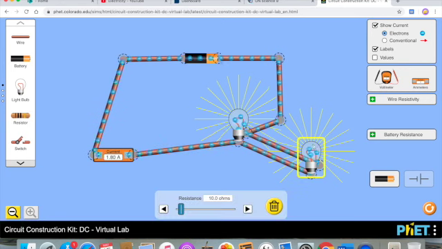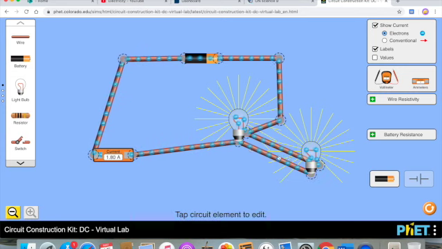So this bulb here is now in parallel to this other one. Hopefully you can see how that works, right, the way that we've added it in.